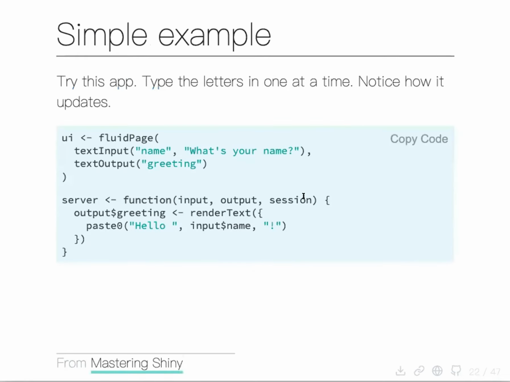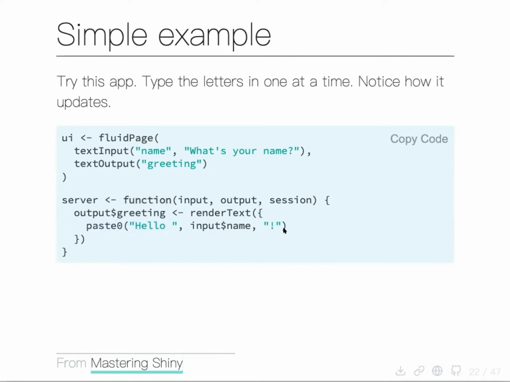So here's a simple example, where we have some text input that has a name, and then it says, what's your name? Our text output is our greeting. Greeting is down here. So we have output, which is a list-like object, and we're creating basically a new element to that list, which we're calling greeting. Then we call renderText. So that's putting it in a reactive context. And then we can say paste0, hello, and then input$name, exclamation point.